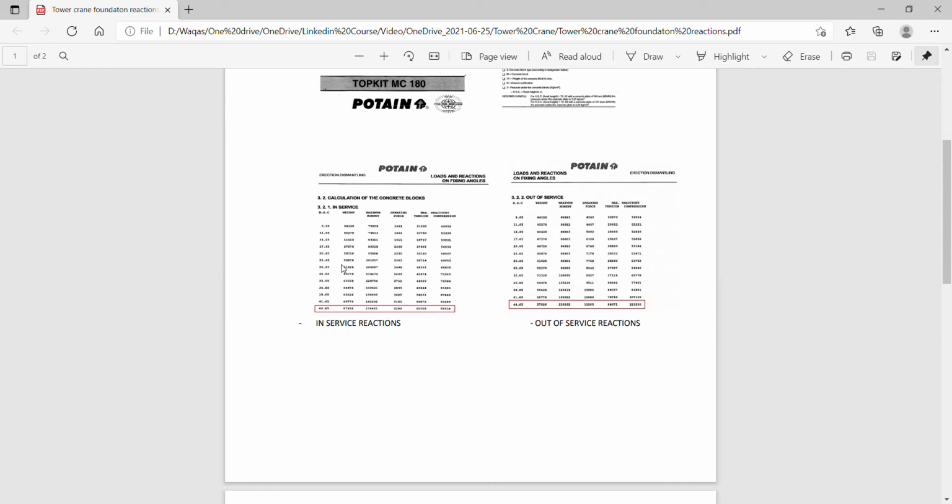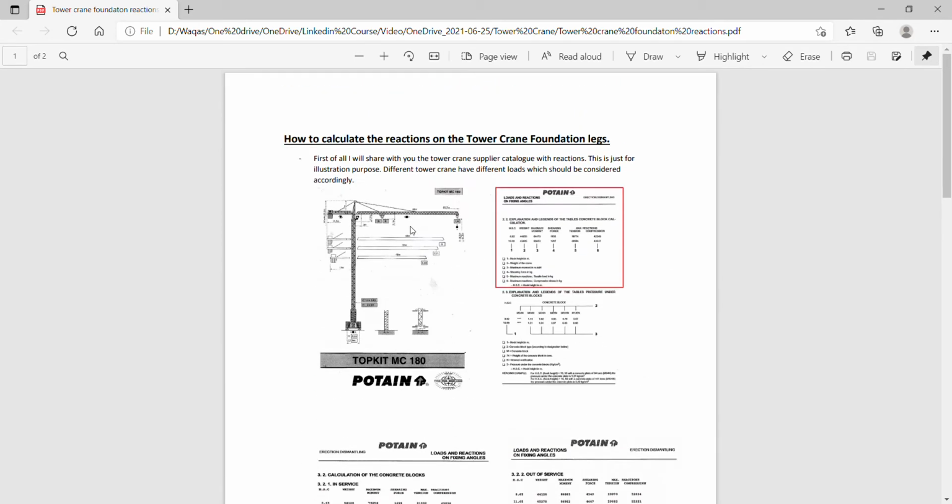Here you can see there are two cases: when the tower crane is in service, and when the tower crane is out of service. So what do we mean by in service and out of service? In service means when the tower crane has a load on both sides. So if you have a load at the edge here, which it is holding from the ground floor or any floor, and you have a counterweight.